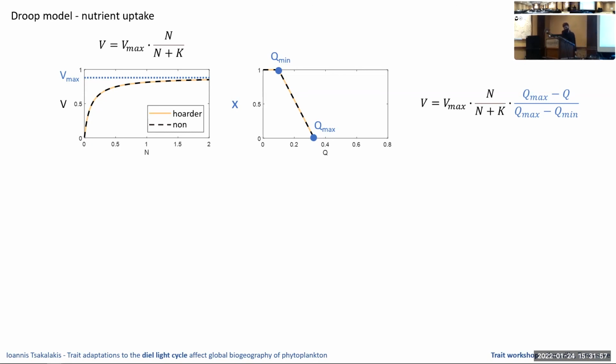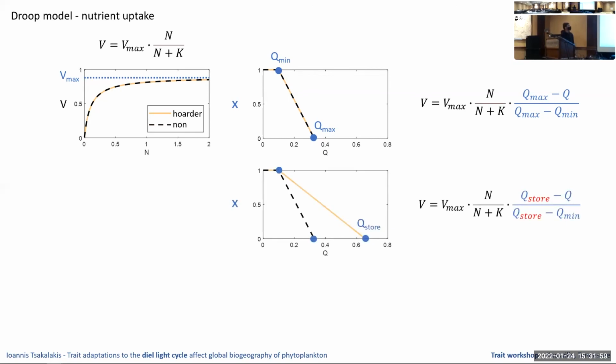Now to have the storage guy there, we said, okay, now we want you to uptake nutrients until you reach a Q store, not a Qmax. And we change there the Qmax to the Q store. But this makes a problem. If we plot this function, the hoarder is always better at uptaking nutrients, even at low nutrient concentrations. So this is not helpful because we have a non-hoarder versus a hoarder plus gleaner in that case, because it's also better competitive for nutrients.